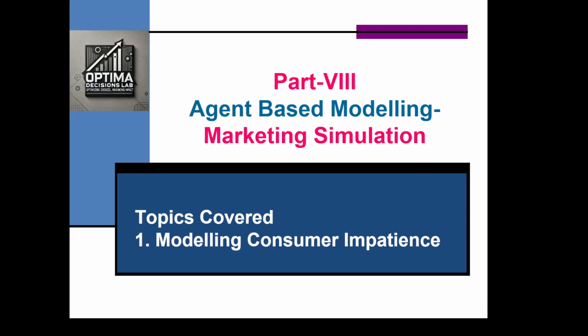In order to make our model more realistic, we are going to add now the amount of time that the consumers are willing to wait for the product delivery. And let's say if this time exceeds the customer's expectation, the customer might just drop the idea of purchasing the product, and they might return back to the potential user state. So this is part 8 of agent based modeling, and we are going to model consumer impatience in this video.